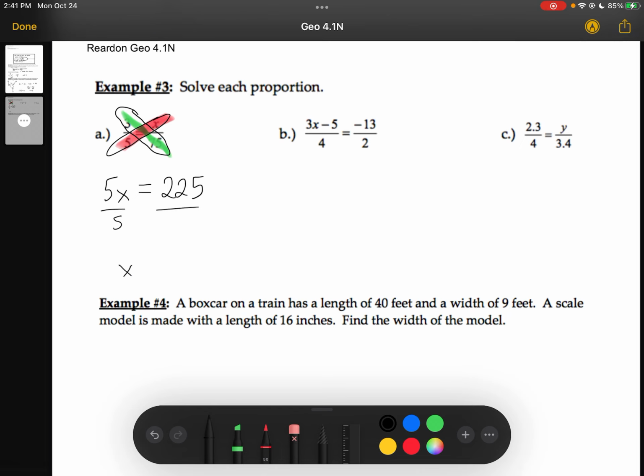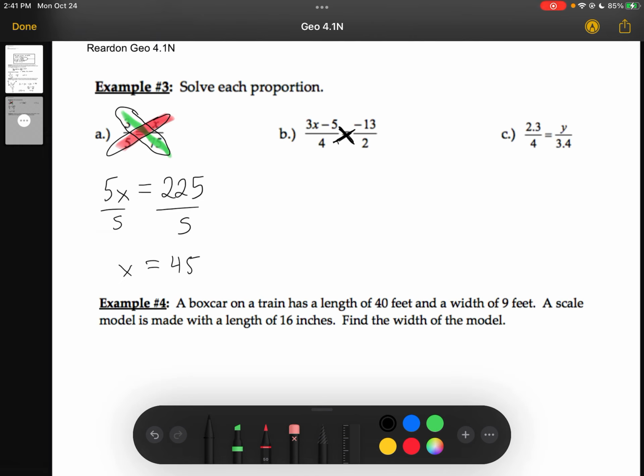The last thing that we need to do is just get x by itself, so we'll divide both sides by 5. And that'll get us an answer of x equals 45. So that is our little bit more straightforward example there, but these do keep going and they do get a little bit more extended in terms of the challenge level. So for the second one, we'll work through this one as well.